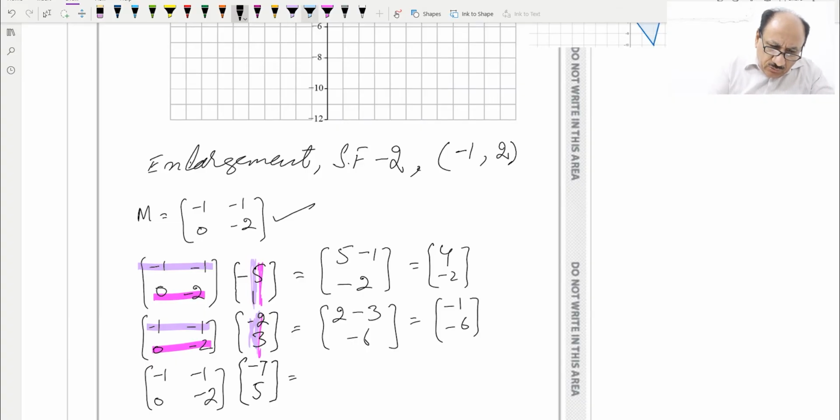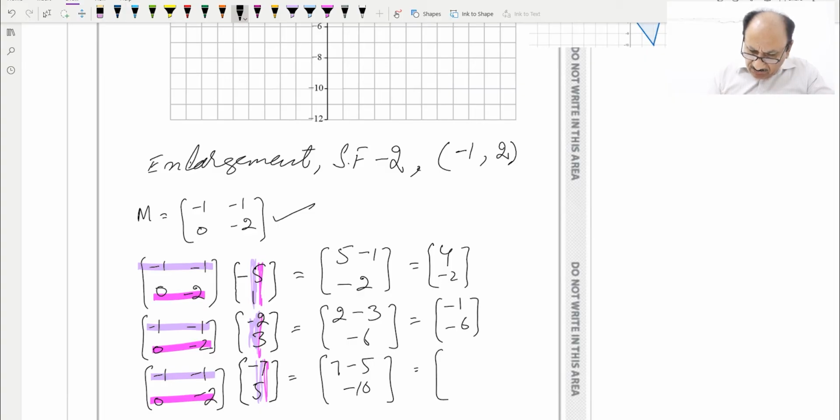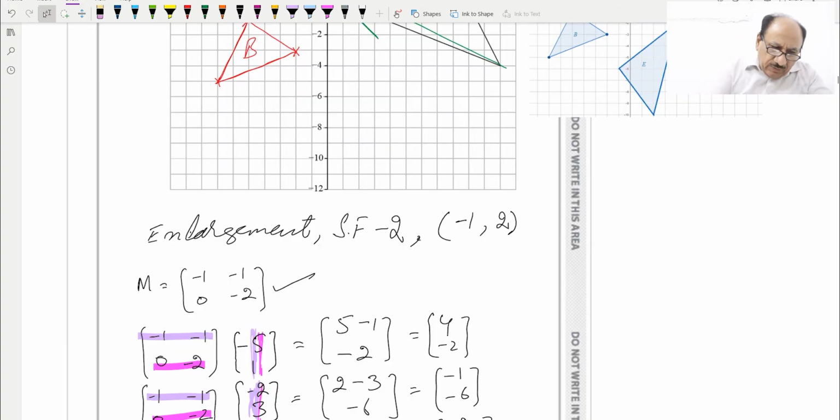And for the third point also, we can multiply this row with this column. So this is minus 1 into minus 7 will be 7, then minus 1 into 5 will be minus 5, and then the second row with the same column, so it will be 0 and minus 10. So we'll write minus 10, and this will be giving us 2 and minus 10. So these will be the 3 points which we got after using this M transformation matrix.